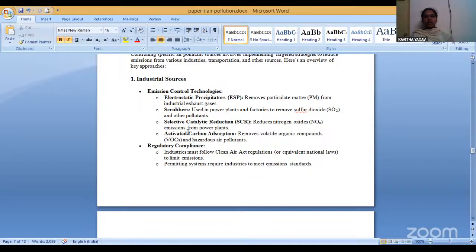Third one is activated carbon adsorption. It removes volatile organic compounds and hazardous air pollutants.